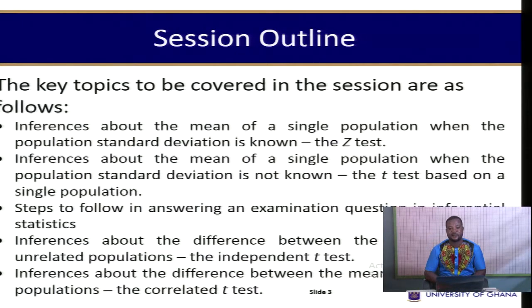So the key topics to be covered in this section are as follows. One, we'll look at inferences about the mean of a single population. That is instances where we have to use the test called the z-test, and then we'll also look at instances where we have to use a test called the one-sample t-test, or the t-test based on a single population. We'll also quickly revise and look at some worked examples on the 6 steps that we need to follow in answering full steps questions in inferential stats.